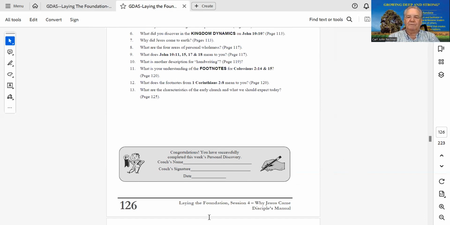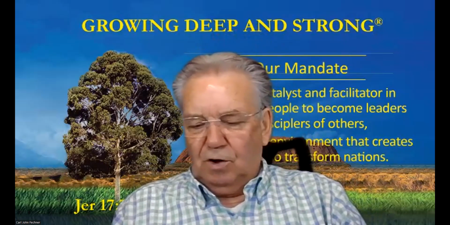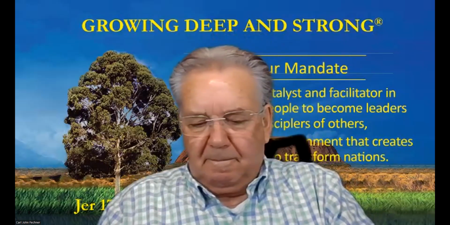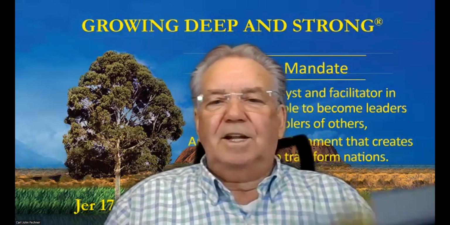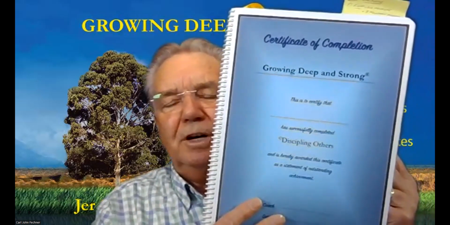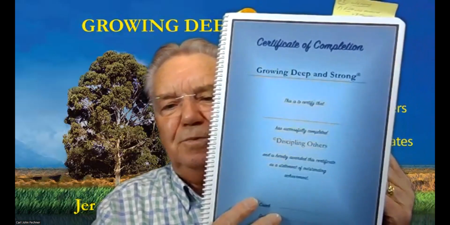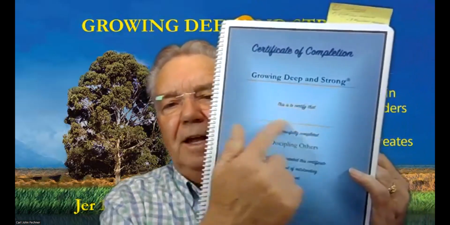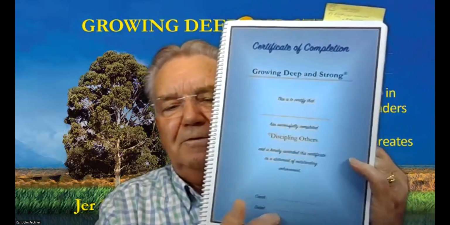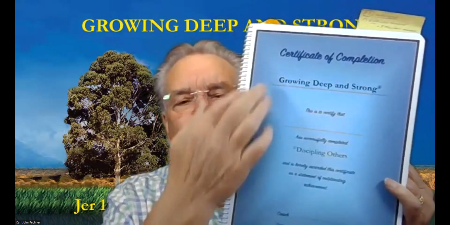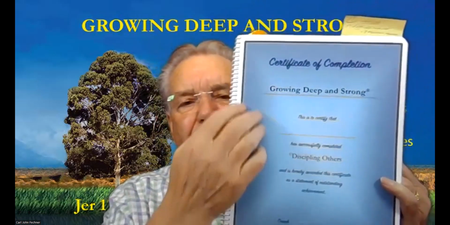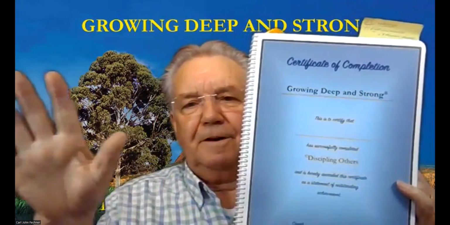I'll just stop sharing for a minute and show you this. Where's my stop share button? Okay, so I'll hold this up to you. In the back of each manual, we've got a certificate of completion. You can see this one is discipling others. So their name goes in it, your name, etc., and the dates. And that's perforated down the side here, so that can be torn out and put on a frame or whatever.